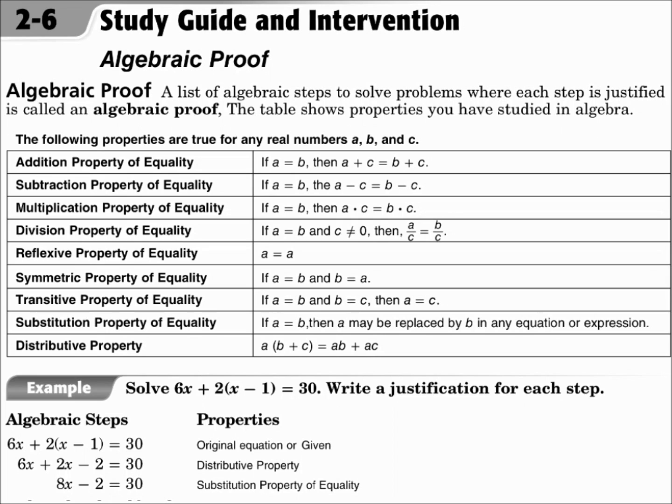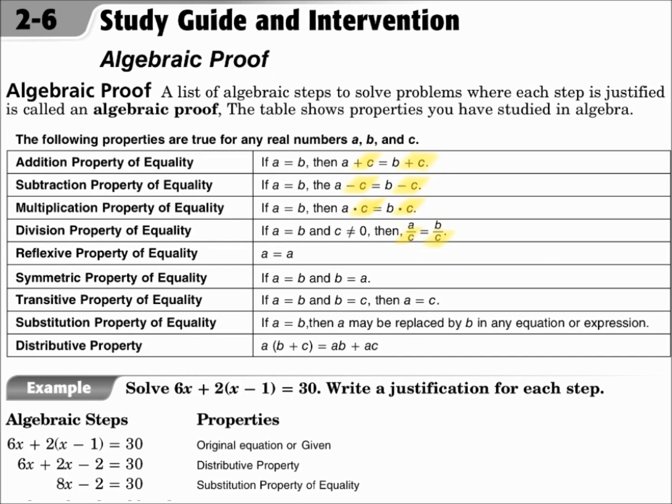So take a minute to look at the table. In algebra, when you add the same thing to both sides, that's the addition property. If you subtract the same thing from each side, it's subtraction. If you multiply both sides by the same thing, it's multiplication. And if you divide both sides by the same thing, then it's division.